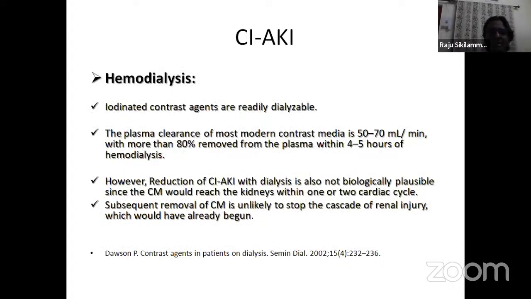Then we come to the role of hemodialysis in contrast AKI. Ionized contrast agents are rarely dialysable, but plasma clearance of most modern contrast media is 50 to 70 ml per minute, with more than 80% removed from the plasma within 4 to 5 hours. However, reduction of contrast-induced AKI with dialysis is not biologically possible, because the contrast media would reach the kidneys within 1 to 2 cardiac cycles. The subsequent removal is unlikely to stop the cascade of renal injury, which has already begun. That means hemodialysis cannot prevent the already started cascade of renal injury, though it may benefit the patient if started before the insult.